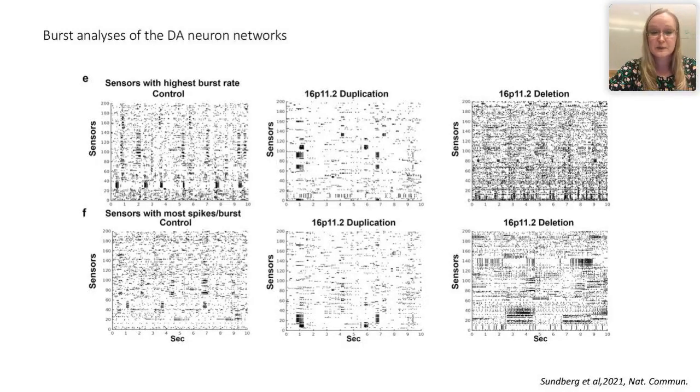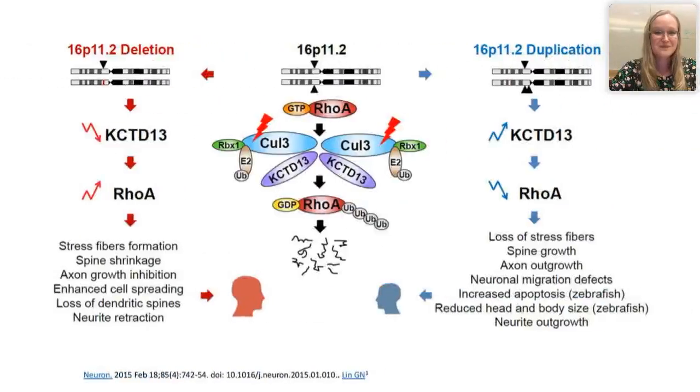And here are some raster plots to show the sensors with the highest burst rate in the control, duplication, and deletion cells, and also raster plots of sensors with the most spikes per burst in the control, duplication, and deletion networks, which verifies that the deletion networks are truly bursting more and have a higher number of spikes per burst compared to other conditions. I would like to shortly introduce the network functional effect and also the molecular mechanism behind these deficits in the dopaminergic neurons with 16p deletion.